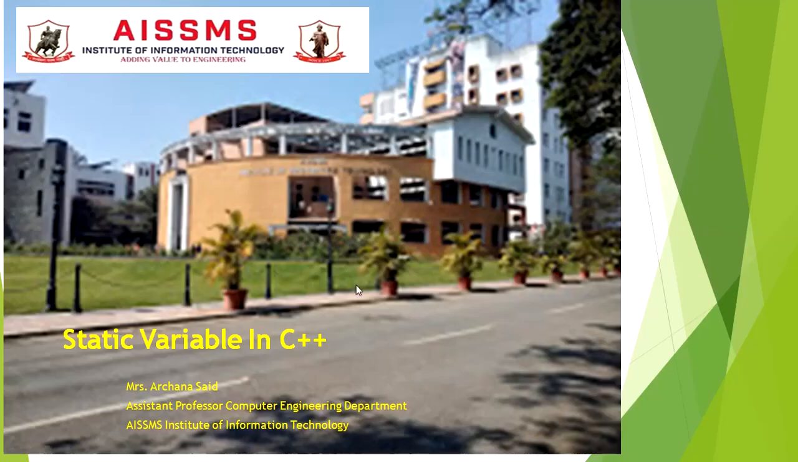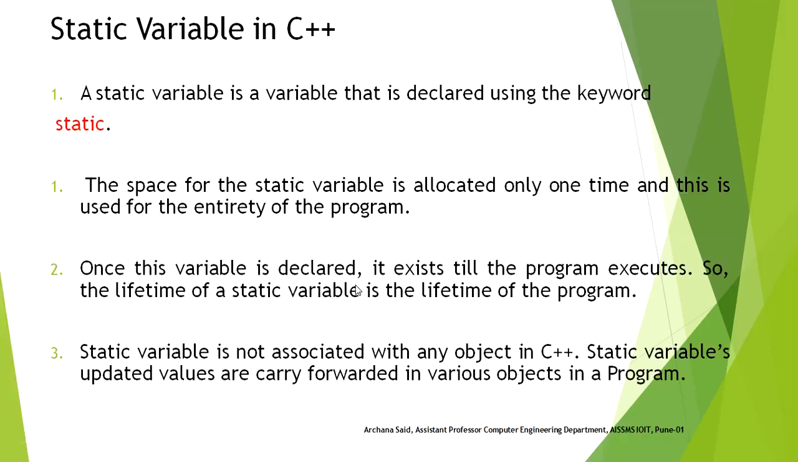Hello one and all. Today we are going to see the concept of static variable in C++, the scope and lifetime of static variables in C++. The static variable in C++ is a variable which is declared with the keyword static followed by the data type.